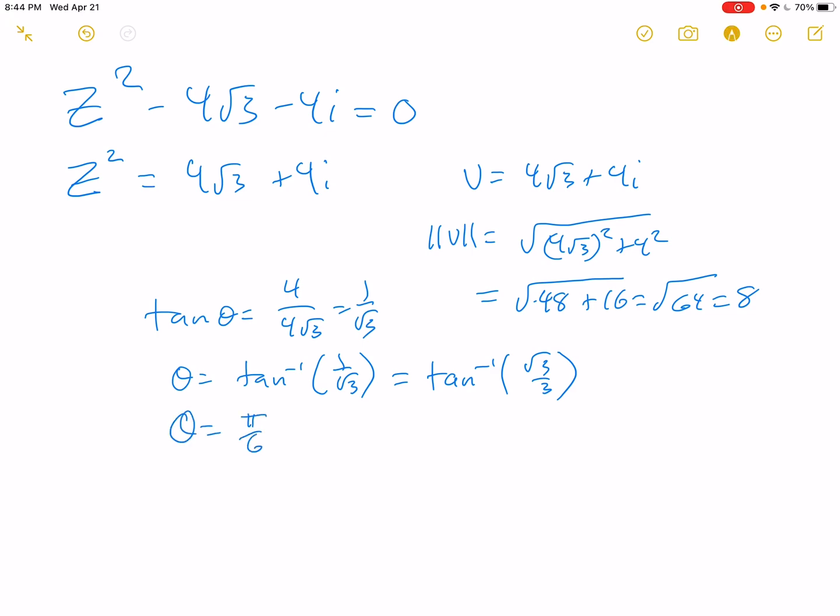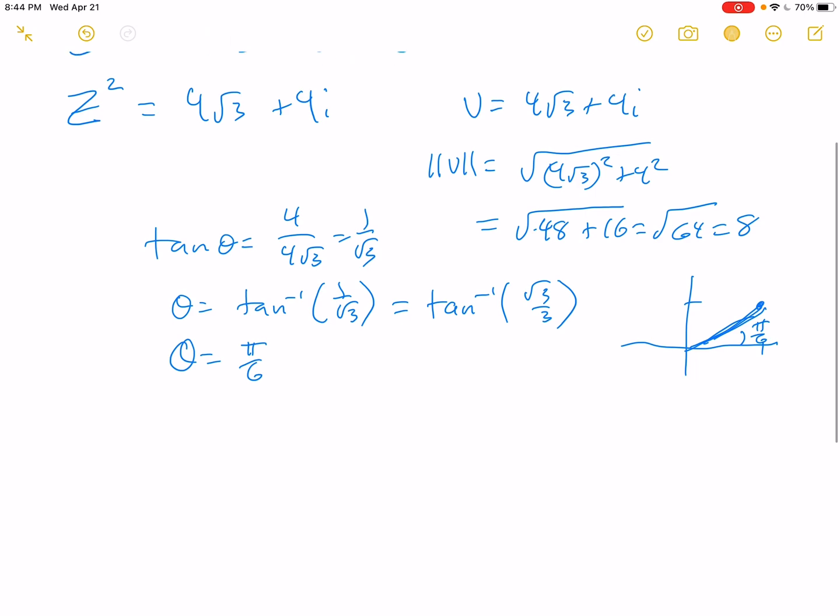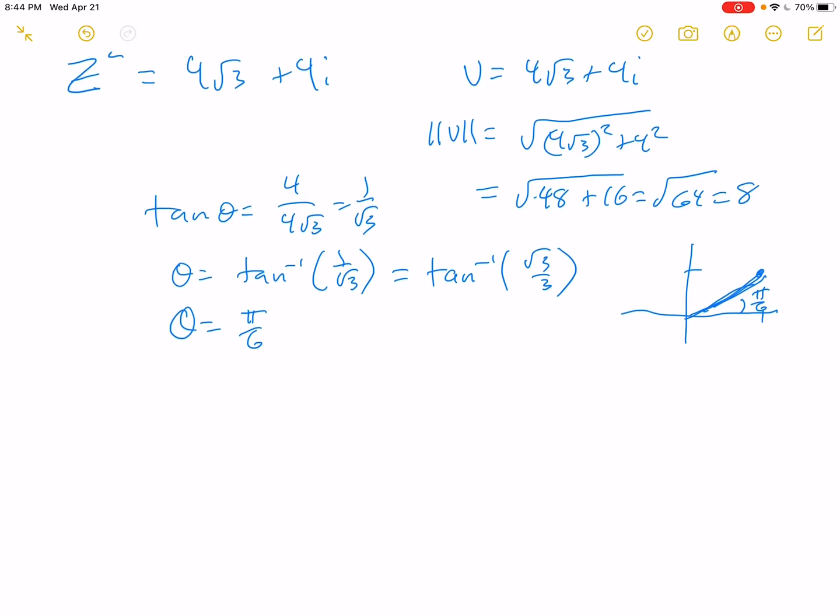And that's hopefully pretty clear, because if you look at the quadrant this is going to be, it's the first quadrant, they're both positive. You get like 4 root 3 and 4, so someplace around there. So anyway, by our knowledge of the angle, that's pi over 6. So what does this do for us?